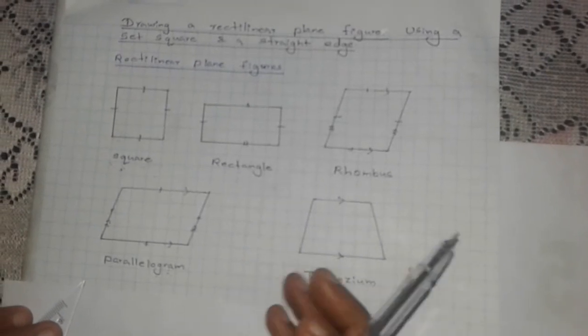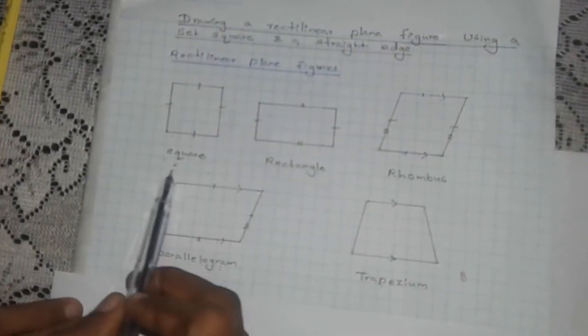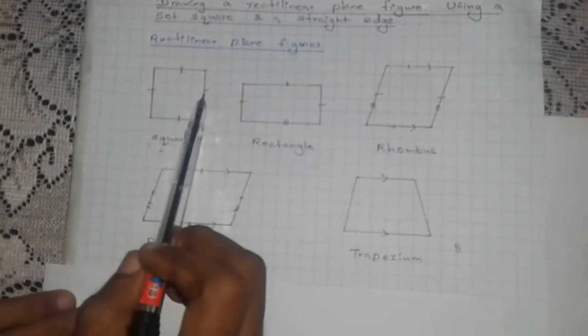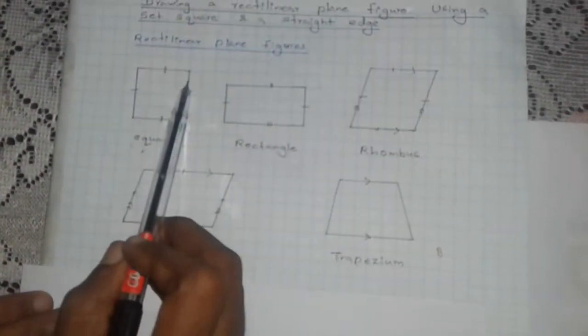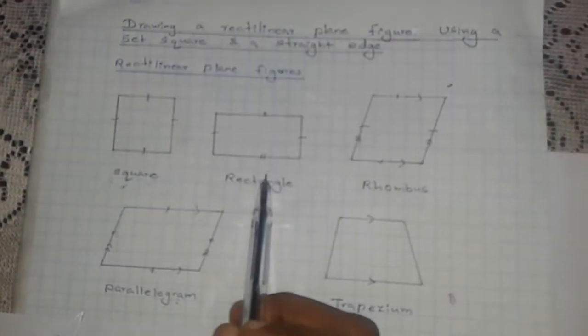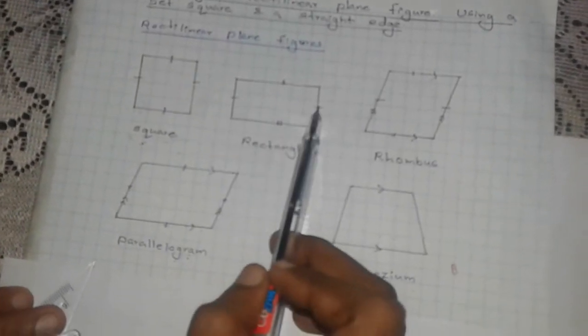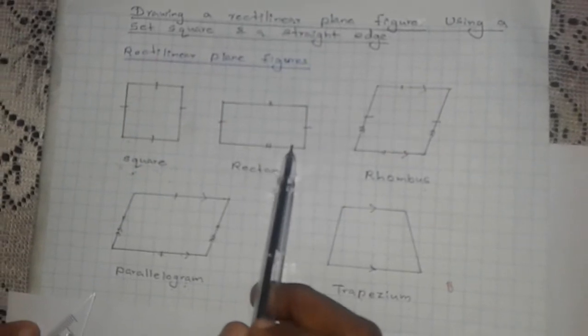So what are the properties of these rectilinear plane figures? Can you remember the properties? Square. What are the properties? All sides are equal in length and all angles are right angles. Here, a rectangle. What are the properties? Opposite sides are equal in length and all angles are right angles.